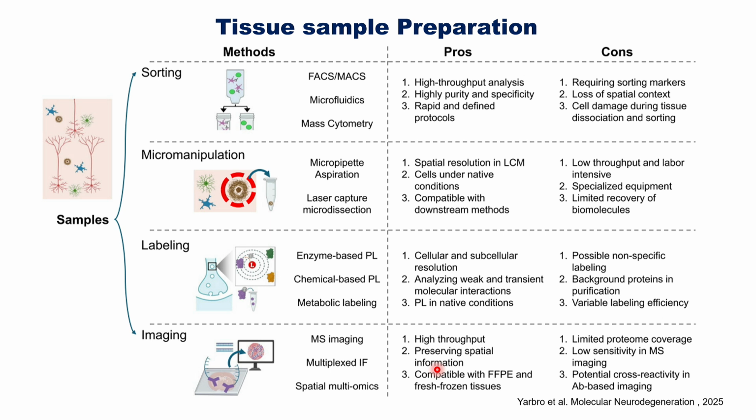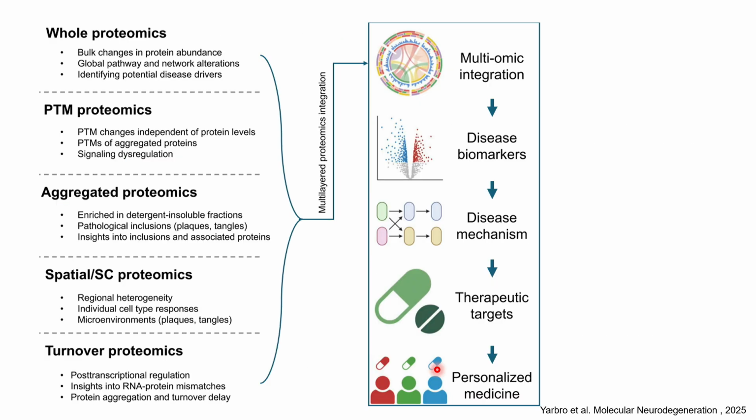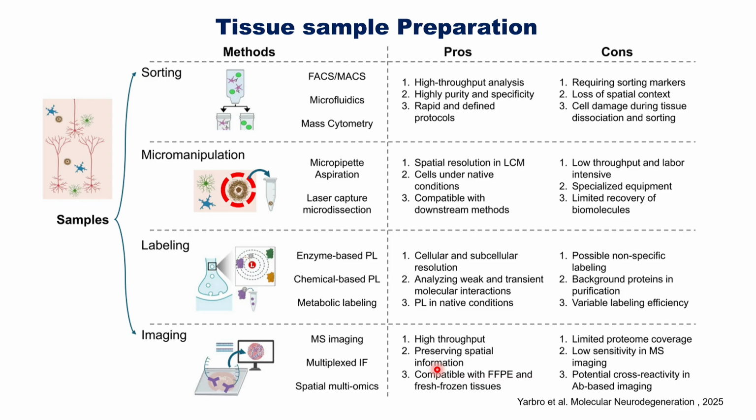So you get the brain, and one thing is the whole proteomics, the bulk. You get the affected part, the pathologist will tell you this is the affected part, so the pathologist will give you the sample, you take the sample and process it, but that is called bulk proteomics.